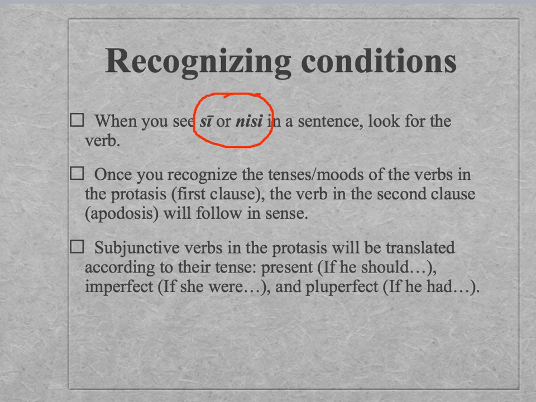Subjunctive verbs in the protasis will be translated according to their tense. Present tense, if he should; imperfect, if she were; and pluperfect, if he had. That's it right now for conditions.